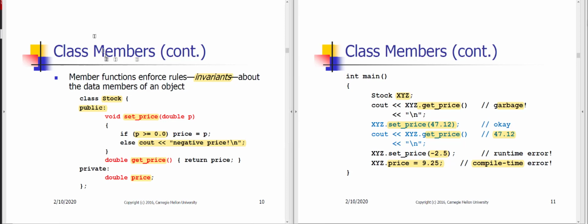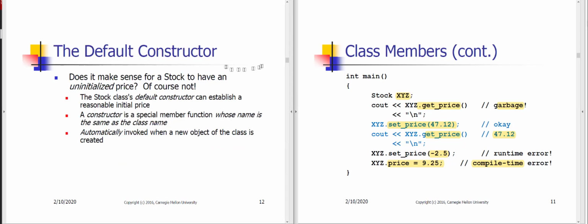The main function is simply using stock objects, and therefore code in the main function cannot directly access that private data member price. Okay, so one of the things that we discovered with our trivial little stock class is that it started out by having an uninitialized price when we created the stock object XYZ. This really doesn't make any sense. So we're going to want to have something called a default constructor that will establish some kind of reasonable initial price for a stock.